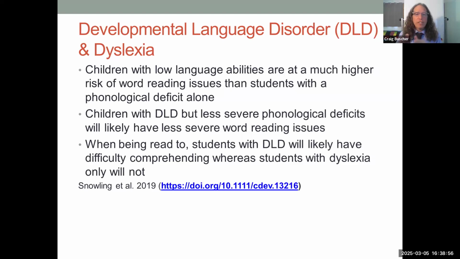So here would be a difference if a child just has dyslexia. When you read to them, they completely understand what you said, and they can repeat back to you, and they'll ask you questions and interact. Whereas with a child with DLD, when you read to them, they're going to struggle to understand. Then again, you can have both of those issues.